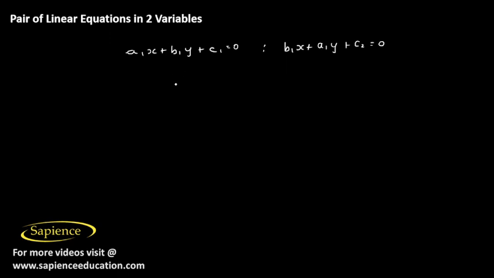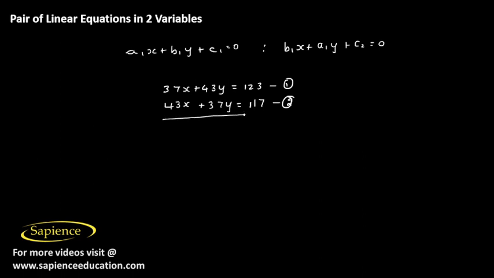So I will write an example for this. We will take the example 37x plus 43y equals 123. This is the first equation, and the second equation is 43x plus 37y equals 117. So in these two equations, the coefficient of x in the first equation is the coefficient of y in the second equation, and the coefficient of y in the first equation is the coefficient of x in the second equation.